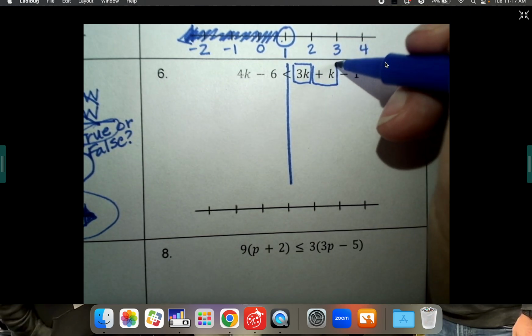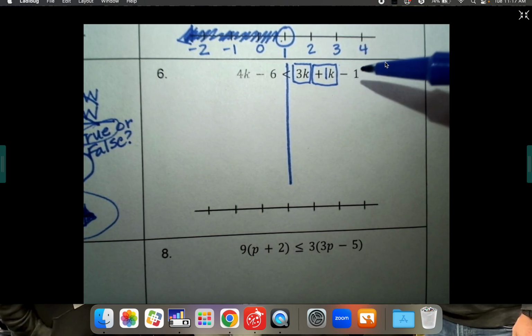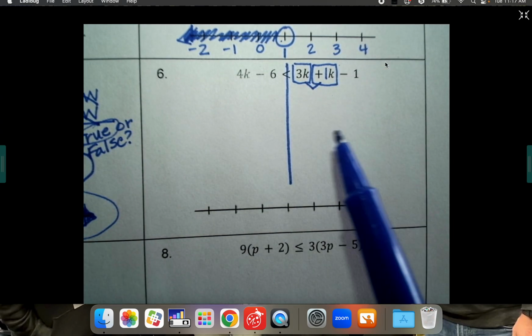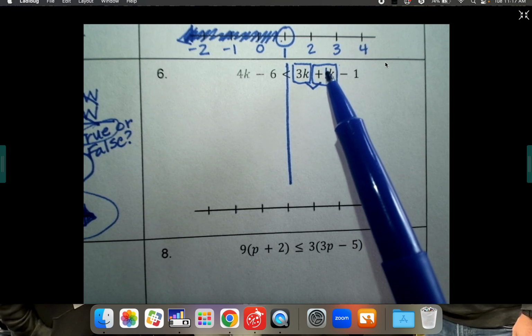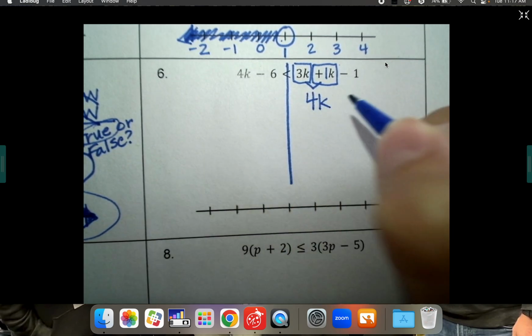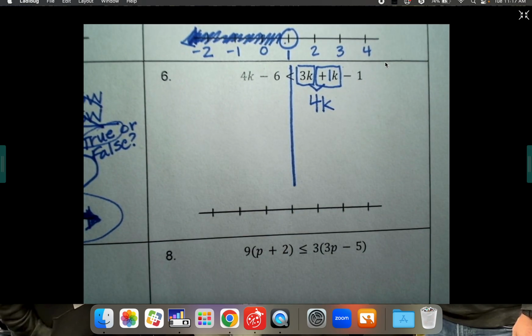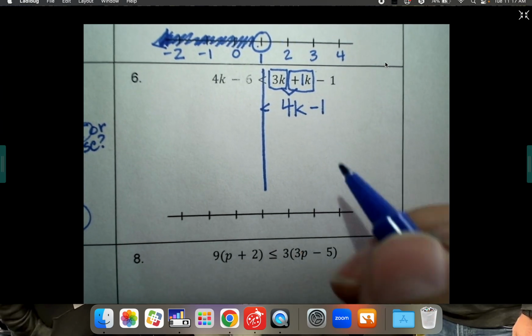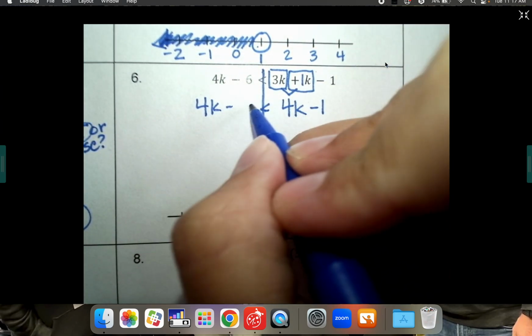Okay, number 6. We do not have distribution, but we do have like terms over here to combine. So I'm going to start by combining my like terms. You can fill in the k with a 1k if you want, because when we're adding, I need you to know that's 3k plus 1k. So 3k plus 1k is 4k. I'm going to bring down my minus 1 and my symbol, and on the left, I'm just going to bring everything down, 4k minus 6.